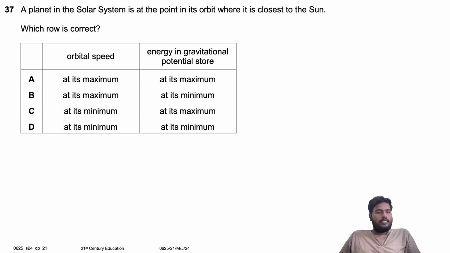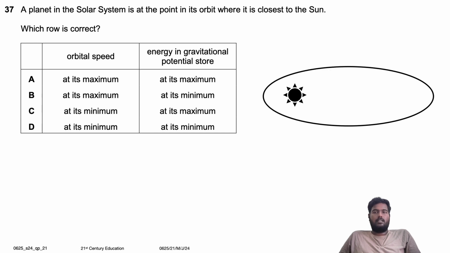A planet in the solar system is at the point in its orbit where it's closest to the sun. Which row is correct? Okay. So let's take this is the sun and this is the orbit. Now we know that as the planet moves towards the sun, it goes faster and faster. So it will go like this. At this point we want its orbital speed and gravitational potential energy.